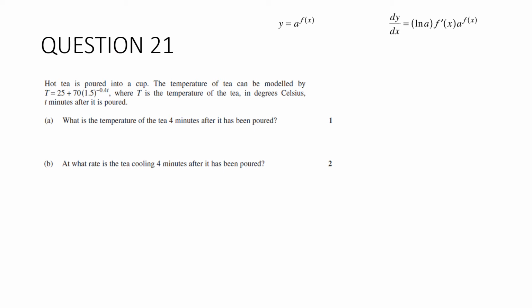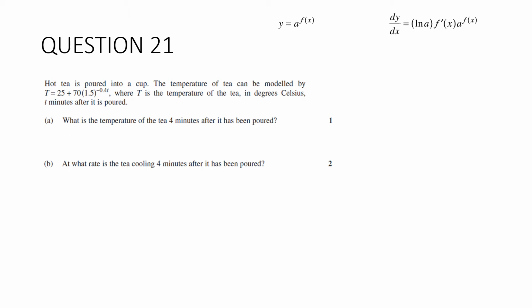Question 21. Hot tea is poured into a cup. The temperature of the tea can be modelled by capital T equals 25 plus 70 multiplied by 1.5 to the power of negative 0.4t. Capital T is the temperature of the tea, lowercase t is the minutes after it is poured. What is the temperature of the tea 4 minutes after it's been poured?